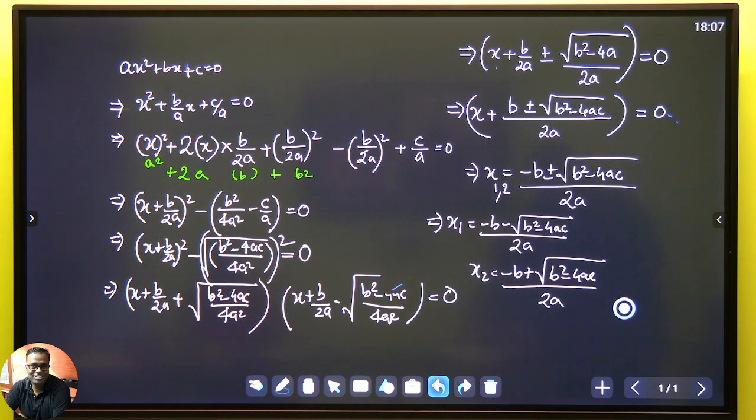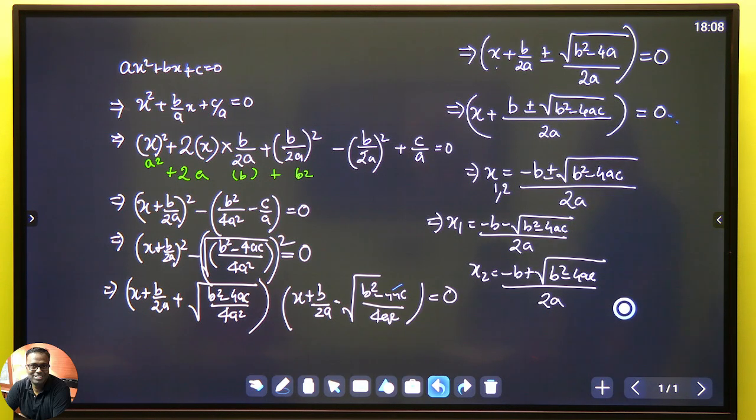How to break it? Did you understand the trick? Put this in a bracket. This is your a square. Go slowly. Always put the implies symbol also before you start, because it's an equation. 2 into a, you already have your a. X into b. Now you don't know what will be b. You try to make the b in such a manner that you're able to match this. Yes, b has come. Now write b square, b by 2a whole square. This is excess that you wrote. Reduce it again. And adjust your c by a. That's it. What else is the problem?